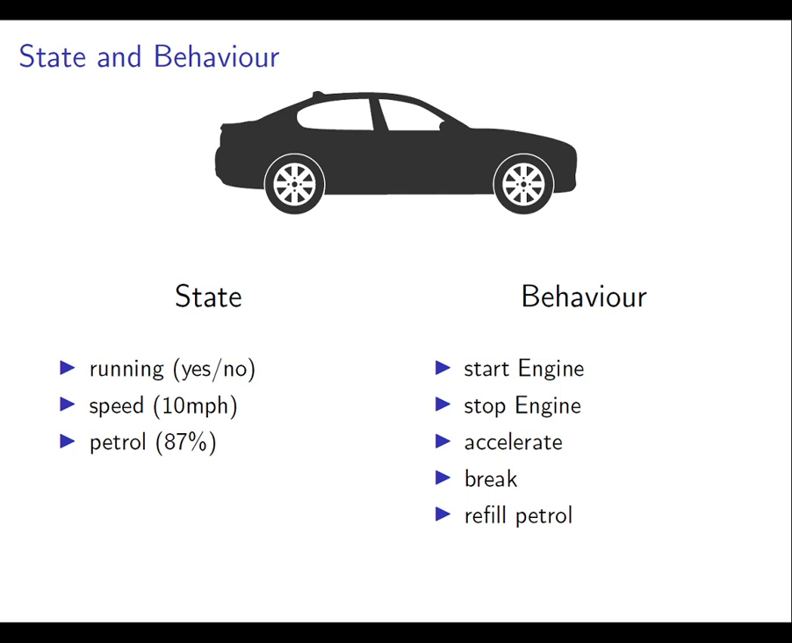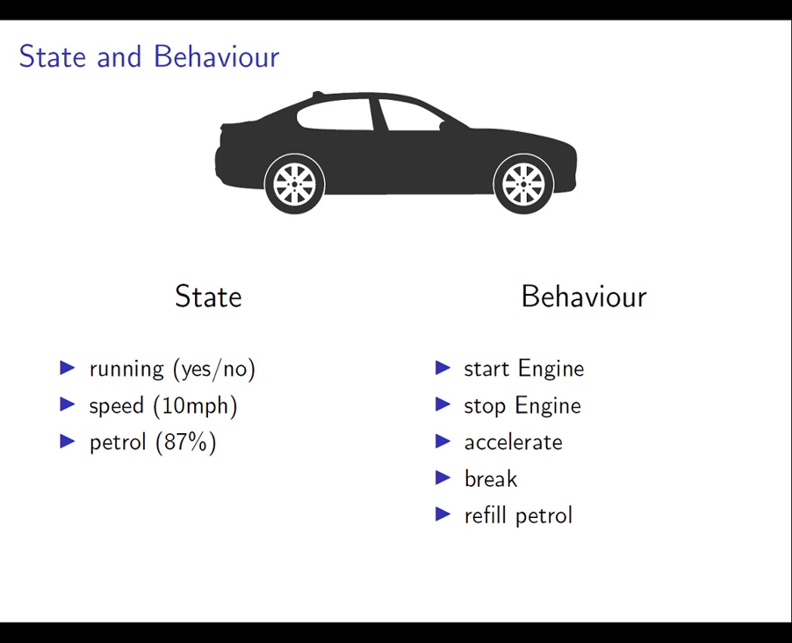Let's get a bit more concrete. Here's an object. It's an object which is a car. It has state and it has behaviour. So some examples of the state that a car has are the Boolean, whether it's running at the moment, a thing in some kind of numeric type representing its speed, how much petrol it has. These things are all data about the current state of the object, and these things might change over time.